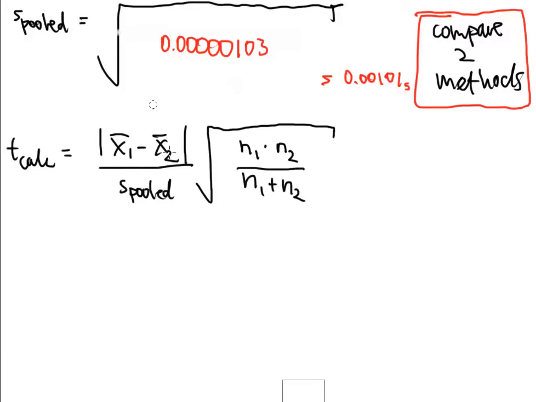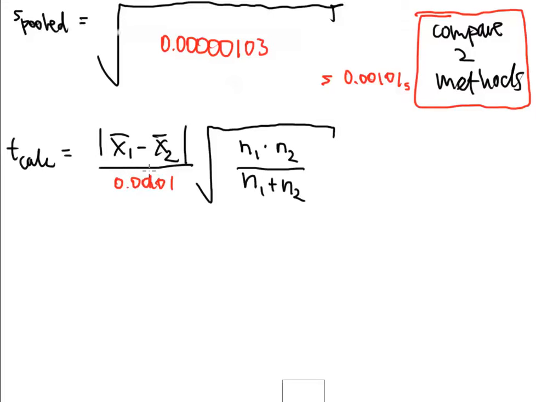So that means my S-pooled number is going to go here at the bottom, right? That's the spot for S-pooled. This was so much garbage up here that they didn't want to put it down here in the denominator. So they just wrote, whatever you get for S-pooled, put it there. So that's what we're going to do. We're going to put 0.00101 here.